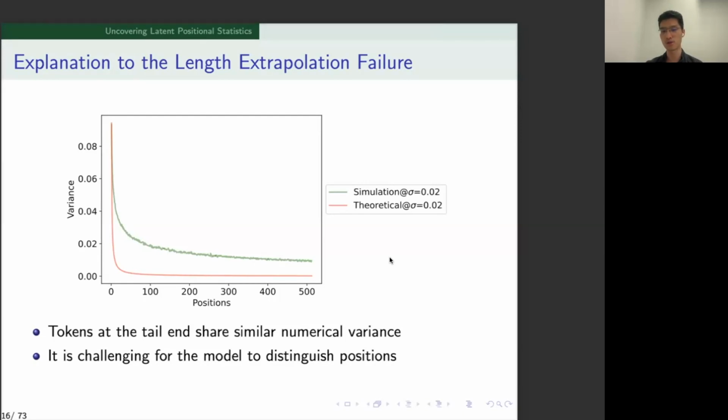So it will be pretty challenging for the model to distinguish those positions. For example, it might be pretty hard to tell the difference between the 600th token and maybe the 601st token, because their numerical variance is quite similar. And as I showed, the numerical variance might be a pretty important clue for a transformer model without positional embeddings to tell the positional information. So this is at least my hypothesis for why the model fails to extrapolate to longer sequences.